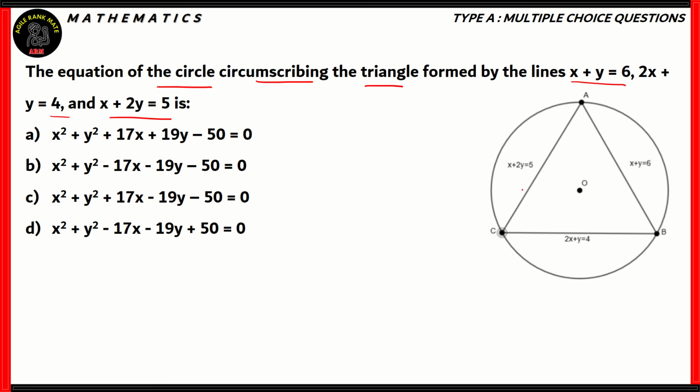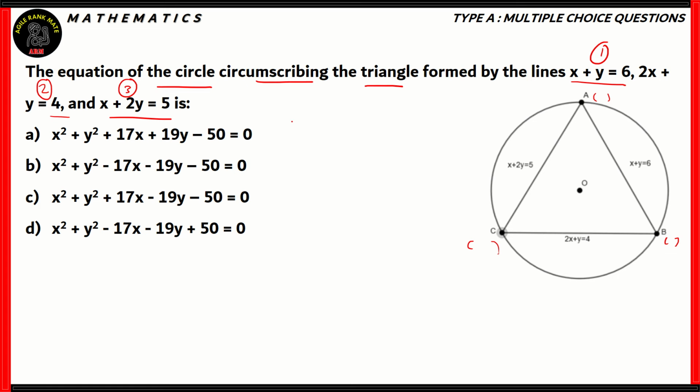So we're going to find out which of these options is the right answer. Now, x plus y equals 6, we can consider that to be equation 1. 2x plus y equals 4 is equation 2, and x plus 2y equals 5 is equation 3. Now, what we're going to do is subtract some of these equations in order to find out the coordinates of each of the points.